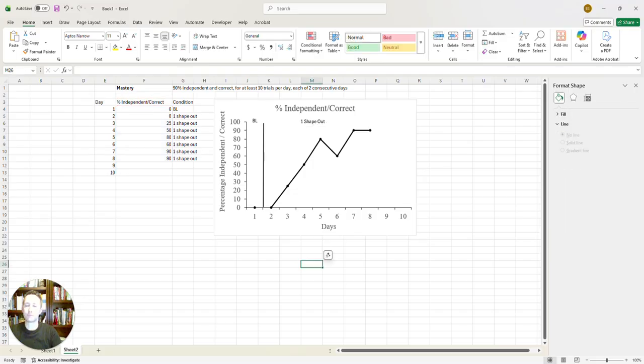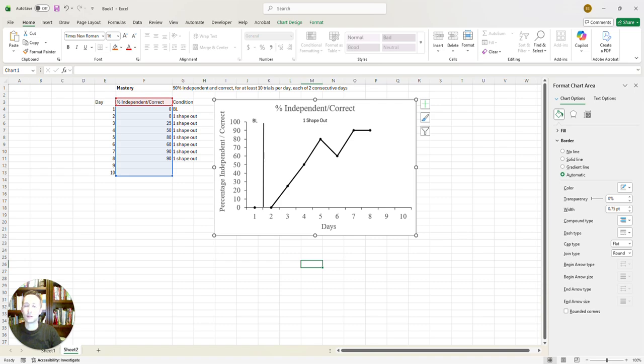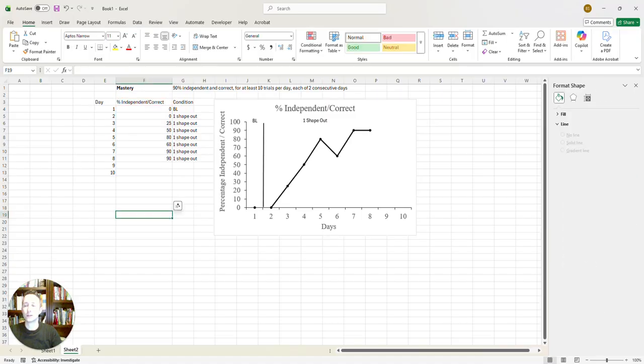Okay, so in baseline, the percent independent correct was 0. Then we introduce an intervention targeting one shape out. And across days 2 to 8, we observe an increasing trend, an increase in level, and some variability. But it looks like there's mastery right here. Look at that, 2 consecutive days at 90% correct. Okay, so at this point it looks like this skill is mastered. But is it? Well, let's talk about that in the next video.